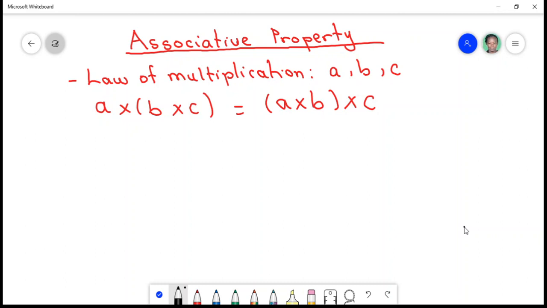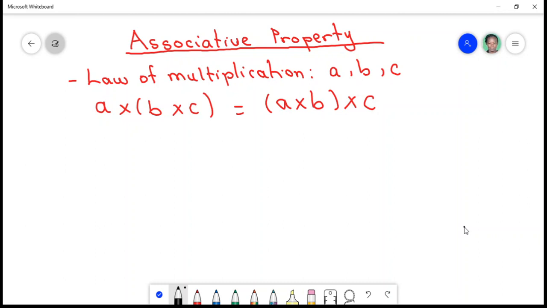Our lesson today is a continuation on the properties of operations. If you've not seen or watched the lesson on the commutative property and associative property of addition, the link is provided in the description, so kindly do so.